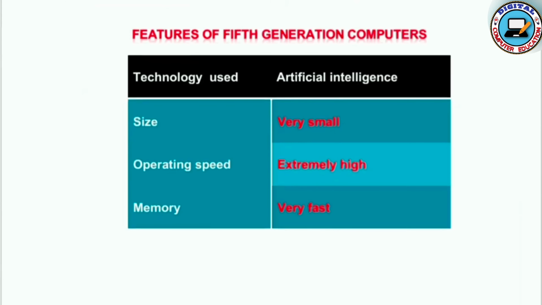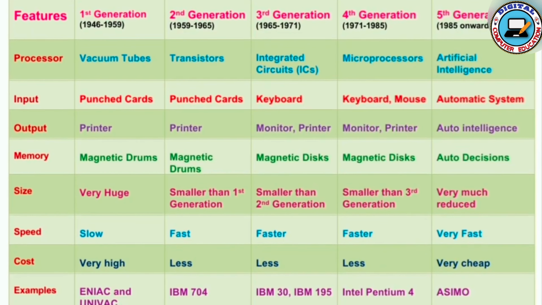Now let's know what are the features of fifth generation computers. Technology used: artificial intelligence, size very small, operating speed extremely high, memory very fast. Now let us compare between each generation of computers through this chart. Firstly discuss about time period.